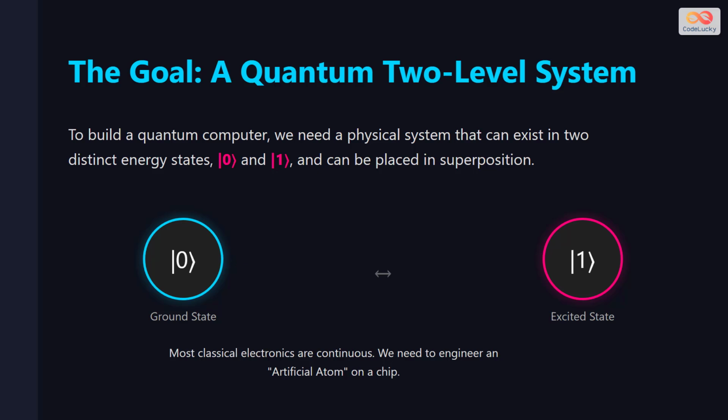Before looking at the hardware, let's define our goal. To build a qubit, we need a physical system that acts like an artificial atom. It needs two distinct energy states, a ground state, which we call 0, and an excited state, which we call 1. Crucially, we must be able to put this system into a superposition of both states simultaneously. Unlike classical transistors, which are simply on or off switches, our device needs to preserve quantum mechanical properties.